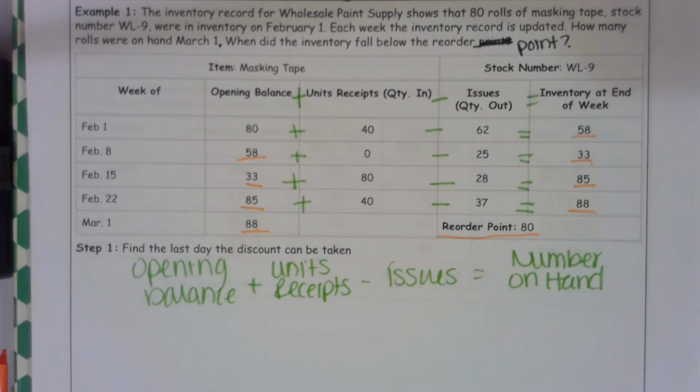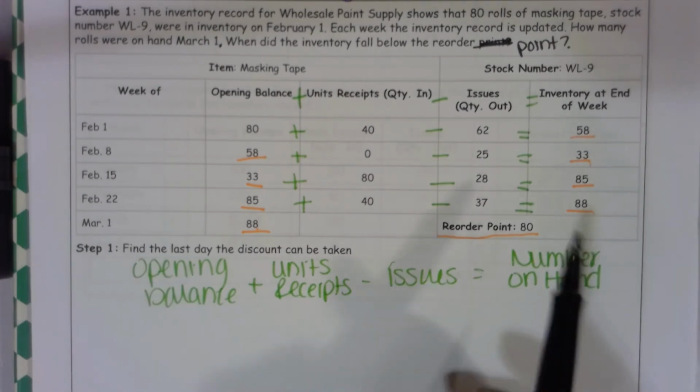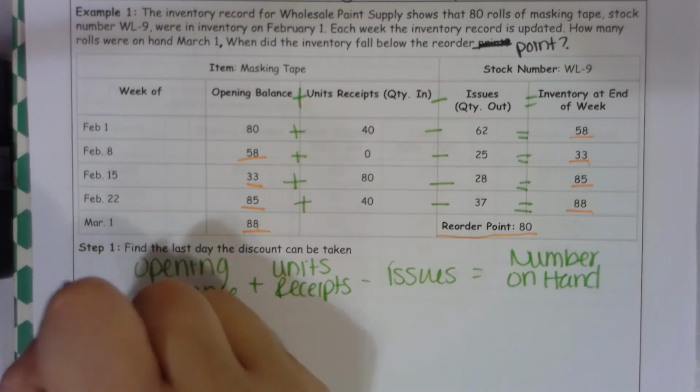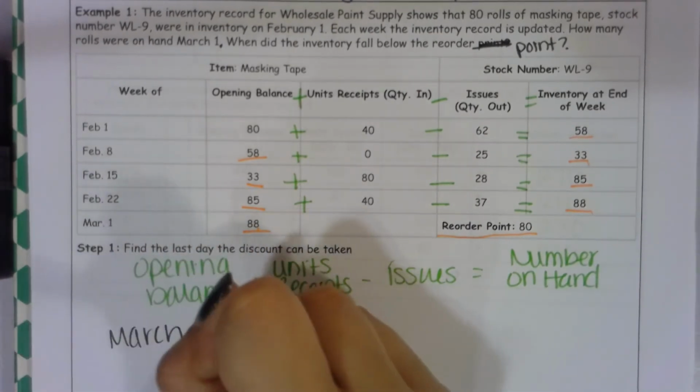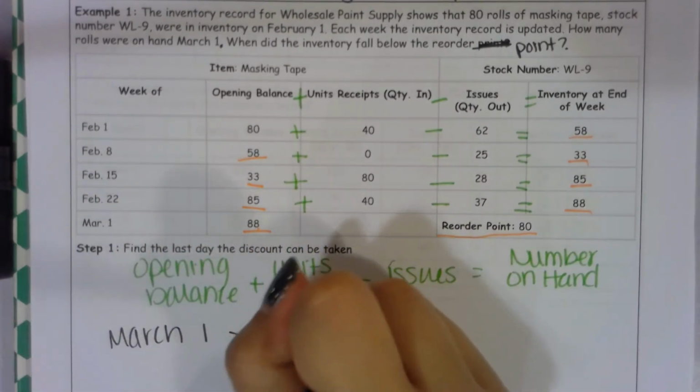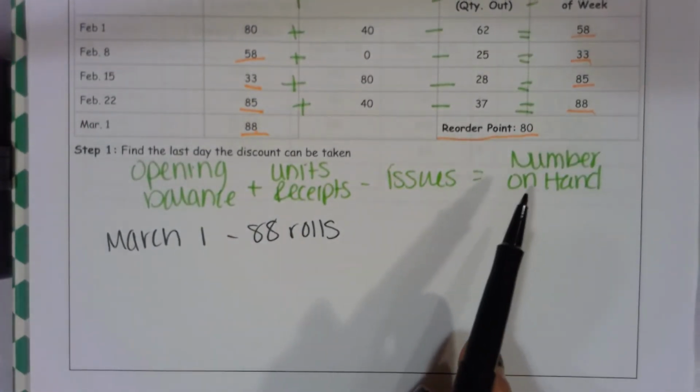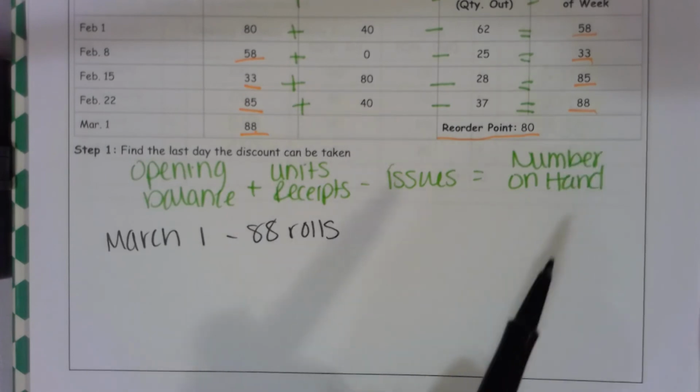Also notice that it was asking you for the reorder point. When did the inventory fall below? They asked you how many rolls were on hand March 1st. March 1st had 88 rolls. Now the reorder point was 80, and twice did it fall below 80.